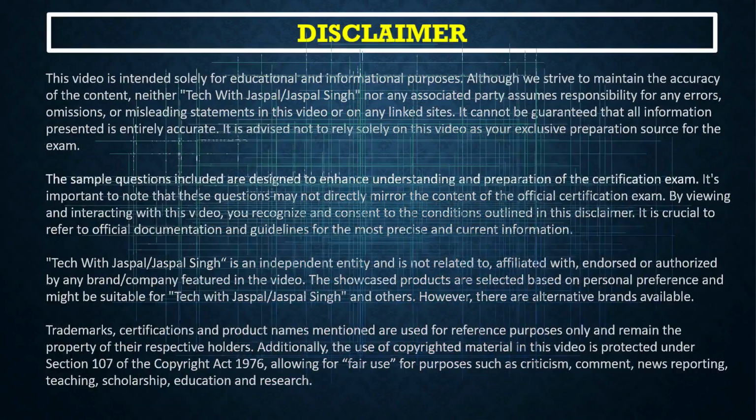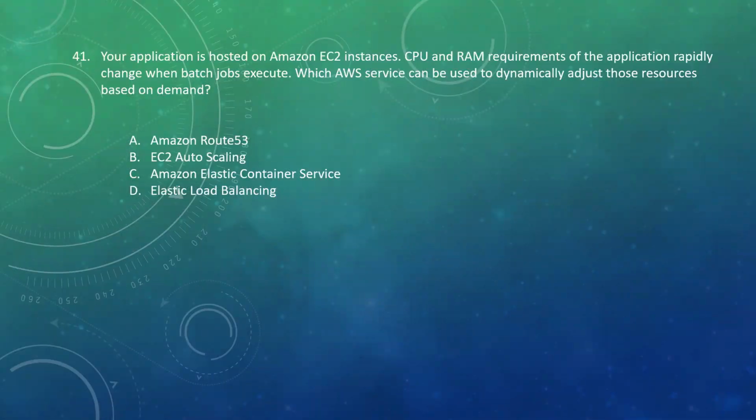Let's get started with the questions. Question 41. Your application is hosted on Amazon EC2 instances. CPU and RAM requirements of the application rapidly change when batch jobs execute. Which AWS service can be used to dynamically adjust those resources based on demand? Your options are Amazon Route 53, EC2 Auto Scaling, Amazon Elastic Container Service, Elastic Load Balancing.